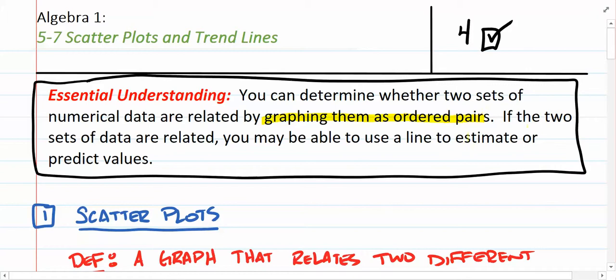And if the two sets of data are related, you may be able to use a line to estimate or predict values. A lot of this lesson we're going to do in class together with a calculator demo, so this is just the basics, but let's get started right away.